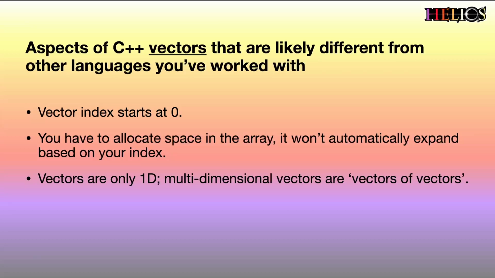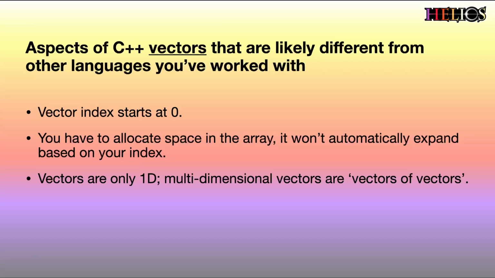A big one is that the vector index starts at 0, not 1. So if you're translating code from MATLAB, for example, this is going to be a big source of errors. So you have to remember that the index always starts at 0. Another thing is that you need to explicitly allocate space in your vector if it gets bigger. So it won't automatically just expand the size of your vector based on your index like it would in, say, MATLAB. So you have to explicitly tell it you want to allocate space.